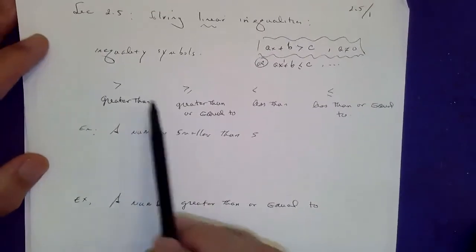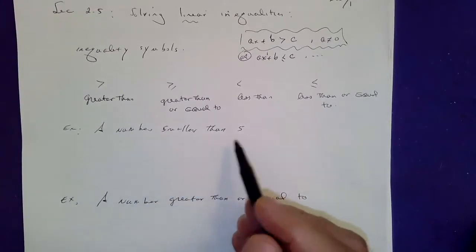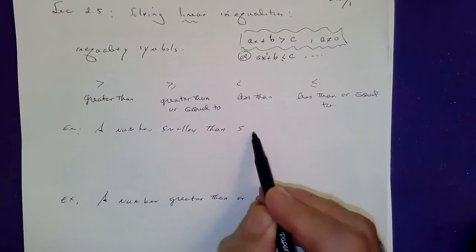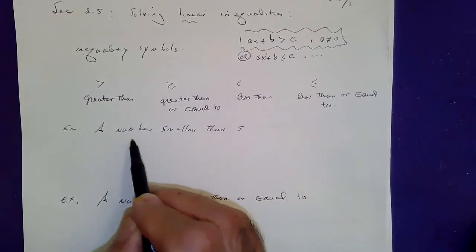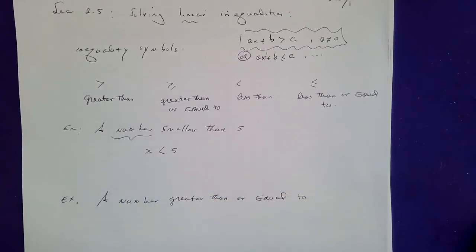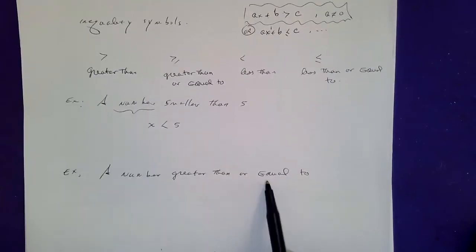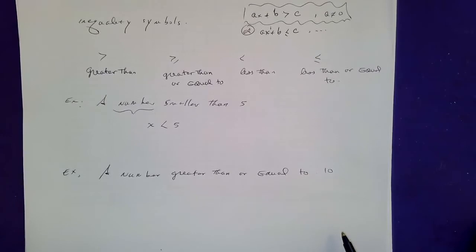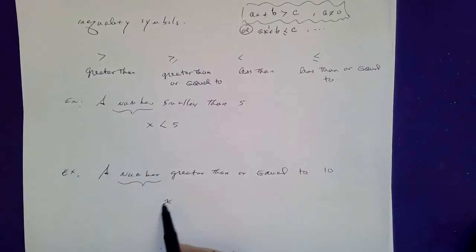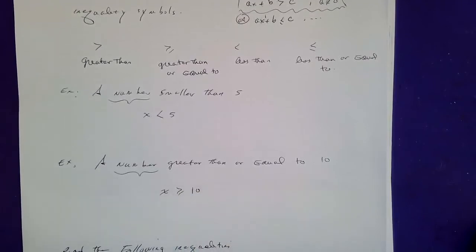So we use these symbols to avoid writing the statements in English. For instance, instead of writing a number smaller than 5, in the land of mathematics, a number means x, so x smaller than 5 is how you write it. Notice the arrow points to the smaller number always. A number greater than or equal to, let's say, 10. So we show the unknown number with x, and greater than or equal to 10, so there you go.